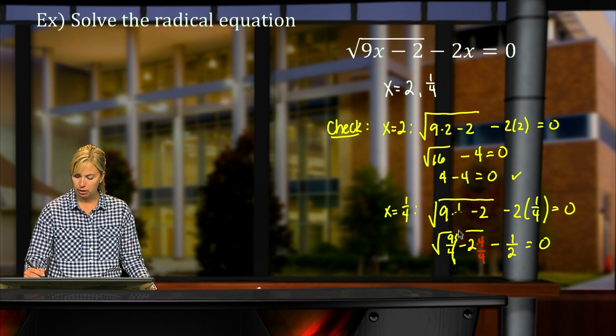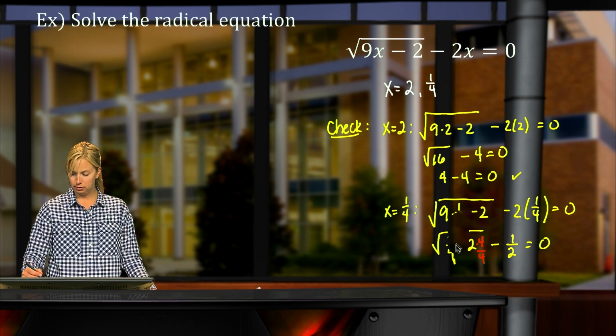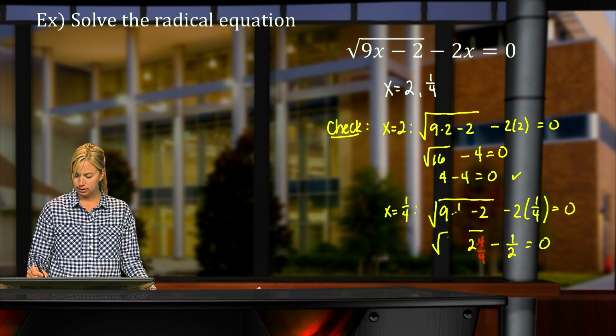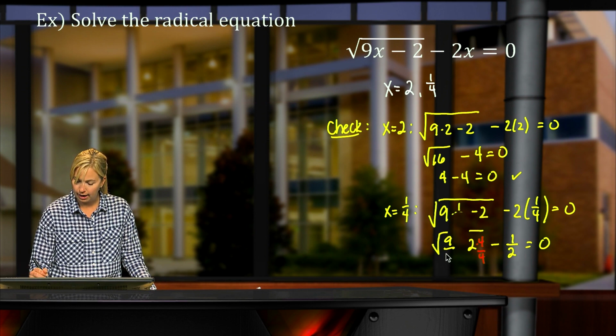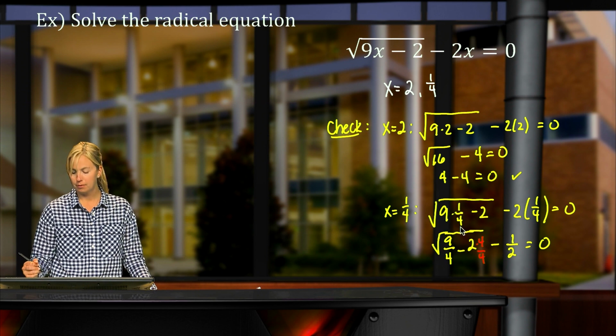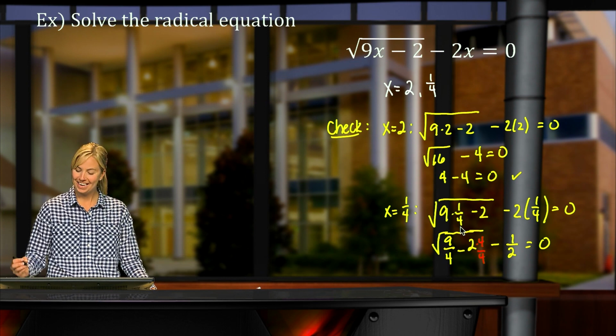I'm not sure what's going on with our pen today. Uh-oh. Okay, let's try to retrace, guys. 9/4 minus 2/4. Ooh, crisis averted, I think. Doesn't look as good, but it works.